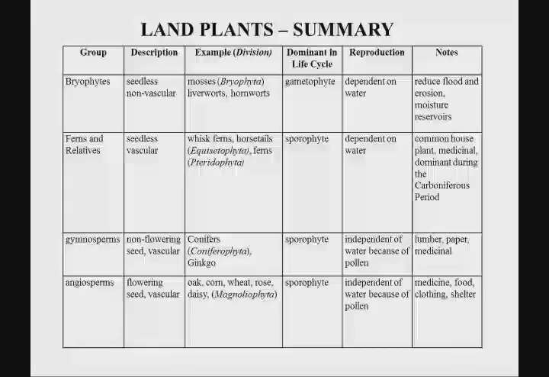So again, as we look at our land plant summary chart, we have the bryophytes. They're seedless, non-vascular plants. The mosses, the liverworts, the hornworts. The dominant life cycle is the gametophyte, and they are dependent on water for reproduction. Why? Because they have swimming sperm. The sperm need water to swim through to get to their destination, which is the egg. Mosses are important as an erosion preventer. They are moisture reservoirs. They tend to be first colonizers because they can grow on very little soil, and they can withstand long extended periods without water where they go dormant.